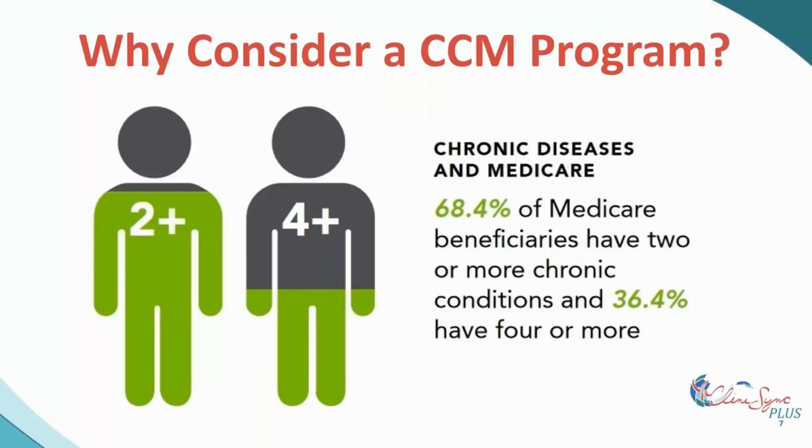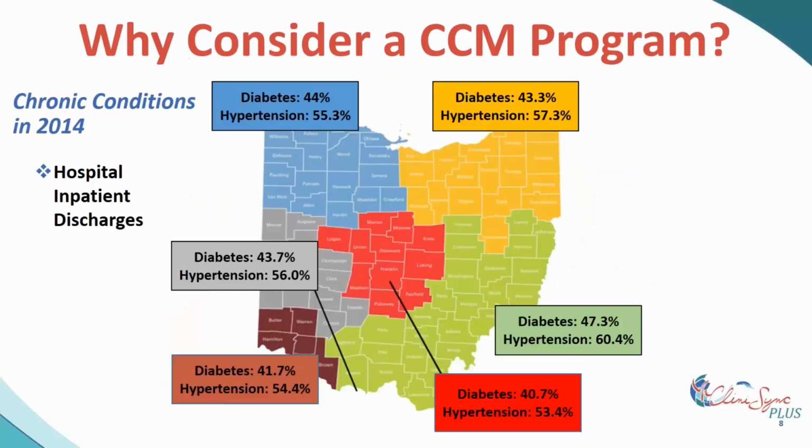And unfortunately, we have a very sick population. 68% of Medicare beneficiaries have at least 2 or more chronic conditions. 36% of those have 4 or more. There's just such a large percentage of people that are unhealthy. They have multiple chronic conditions, whether it's genetics, diet and exercise, lifestyle choices, or just bad luck. This chronic care management program does provide additional funding to really keep those patients focused on improving wellness.